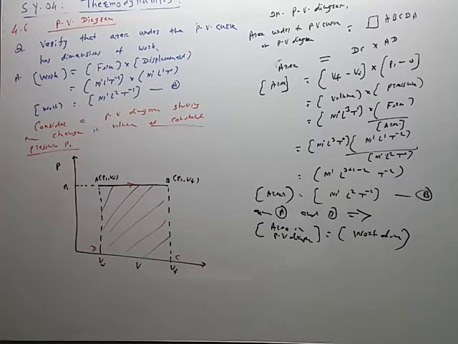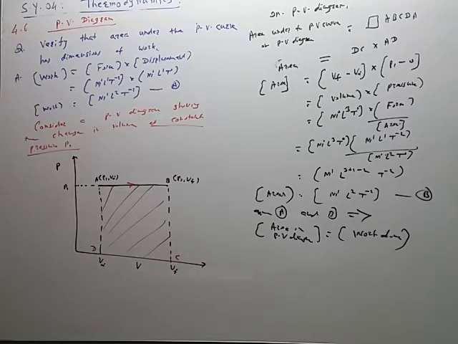Then if a straight line is drawn perpendicular to the volume axis, in that case the volume is remaining constant, Vi and Vf will be the same, and in that case in this equation, if the volume is kept constant, then this CD will become 0.